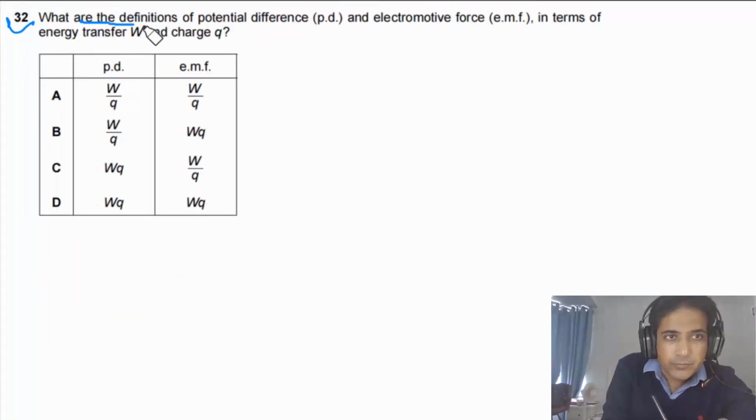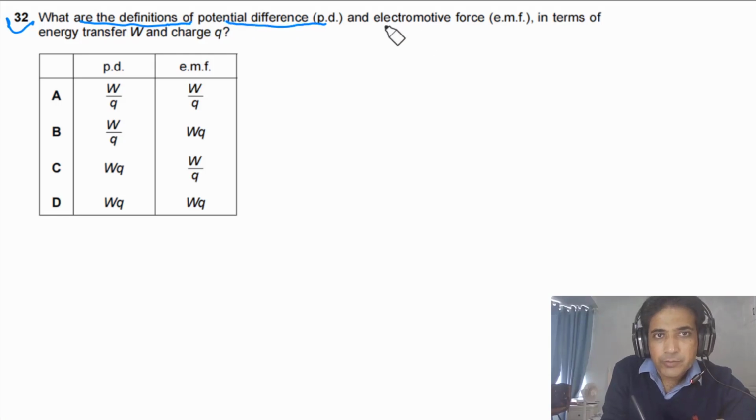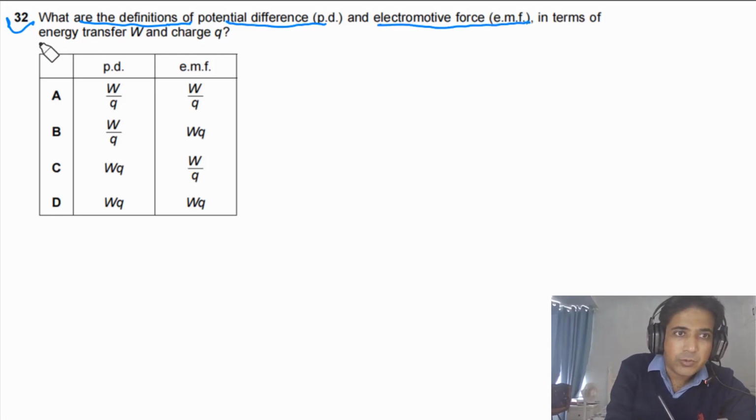Question 32 says what are the definitions of potential difference and electromotive force in terms of energy transfer W and charge Q?